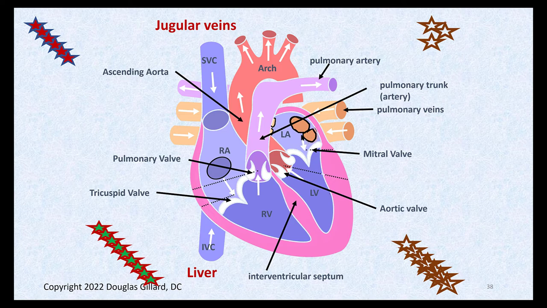Atrial systole occurs, and blood goes through this valve. That's called the mitral valve. We never call that the bicuspid valve in pathology. It's always the mitral valve. You only hear bicuspid in anatomy. And then the powerful left ventricle fills up with blood, and blood is shot up the ascending aorta through this very important valve, the aortic valve.